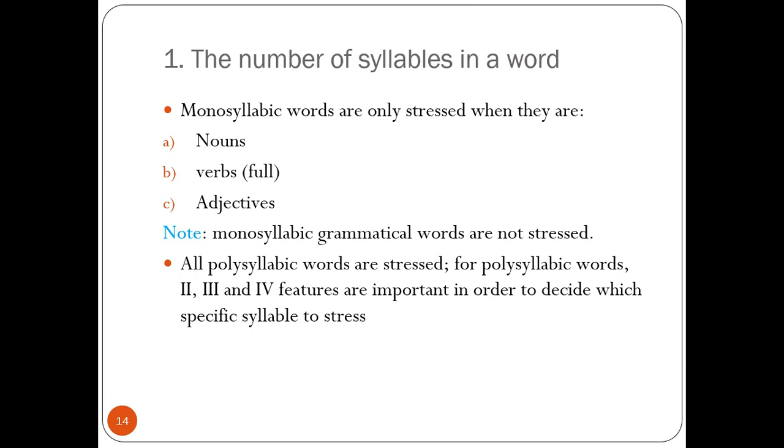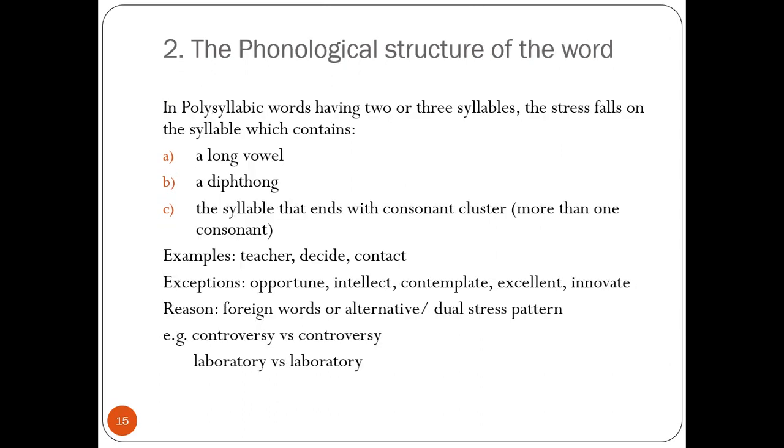Then it will be quite easier. Even for monosyllabic words, we should also know the word class: noun, verb, and adjective. So these four features are interconnected. Okay, the second feature is the phonological structure of the word. Now we have to see the phonological structure, not the morphological structure.